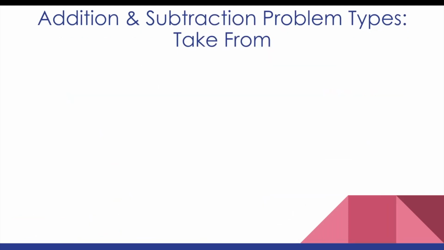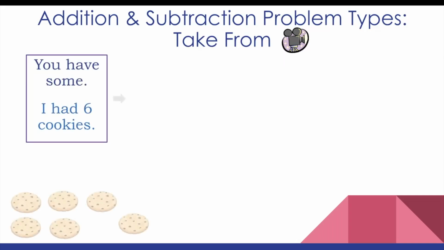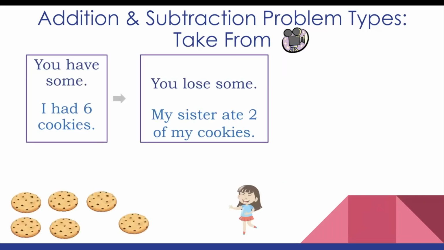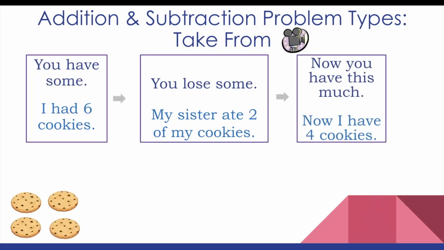The second type of problems are take from problems. These are also video problems because you could record the action happening. In take from problems, you begin with some, some are removed, and now you have a new amount. So for example, I had 6 cookies. My sister ate 2 of my cookies. Now I have 4 cookies.